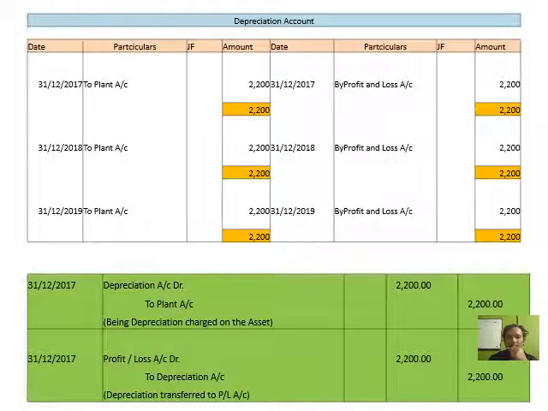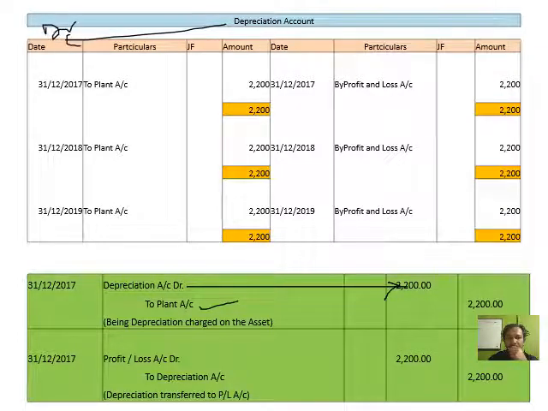Now likewise we have to prepare the depreciation account. Now to prepare the depreciation account, I will just repeat the journal entries which we have passed. Depreciation account debit to plant account. So we have already prepared the account of plant. Now depreciation account debit. Depreciation is given in the debit side, so it will definitely be on the debit side. Now debit side, what we'll write? To plant account 2200.